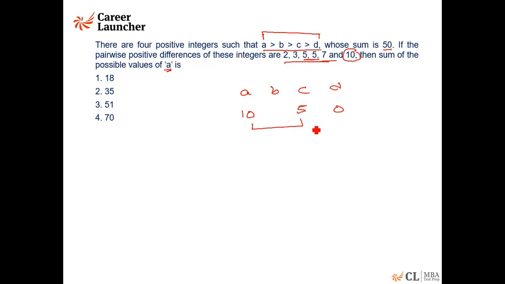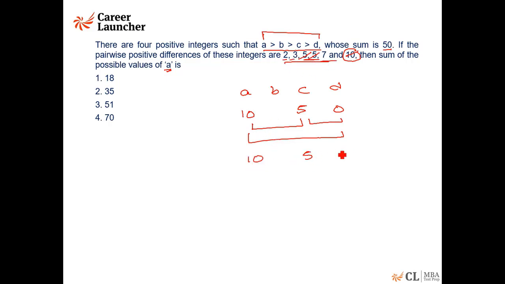What does that mean? This difference is 5, and this difference is 10. So 5, 5, 10 have been taken into account. Now I need to play around with 2, 3, 7. What this also tells you is 10, 5 and 0 are fixed. It is the remaining 3 differences which I need to worry about, which are 2, 3 and 7. So let me put it here.